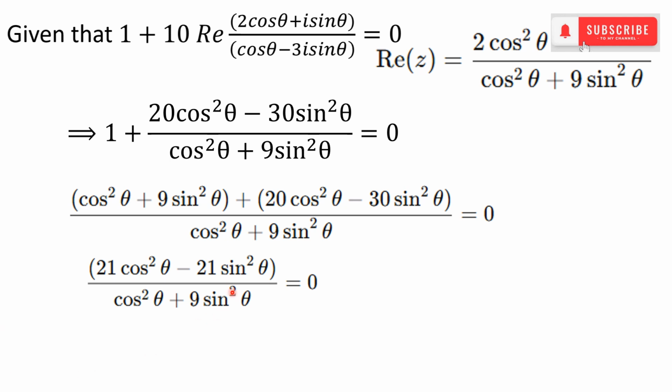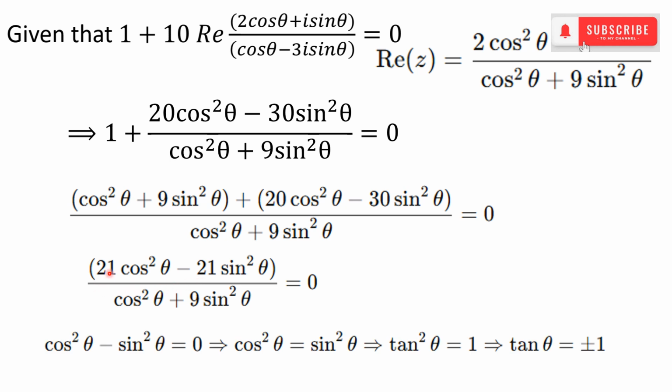We know that this fraction will be 0 if the numerator is 0. That is, 21 cos²θ − 21 sin²θ must be equal to 0. But 21 into (cos²θ − sin²θ) equals 0 implies cos²θ − sin²θ is equal to 0. That implies cos²θ equals sin²θ. So when you divide by cos²θ, we get tan²θ equal to 1, which implies that tan θ is equal to plus or minus 1.